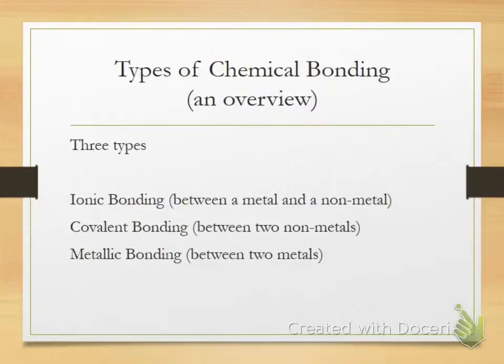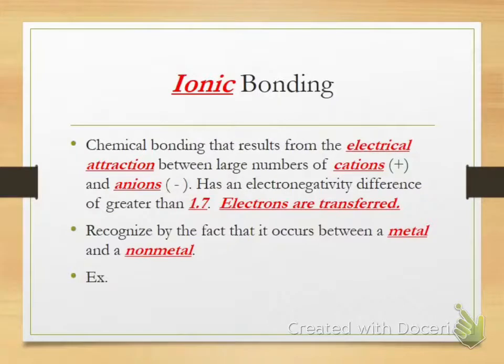Okay? So the first one is ionic, and it is the chemical bond that's from the electrical attraction between the cations and the anions. Okay? It has an electronegativity difference of greater than 1.7. Greater than 1.7. And in this case, the electrons are outright transferred. Okay, and they're not sharing them. They're outright giving and taking. We recognize the fact that it occurs most of the time between a metal and a nonmetal. Okay, between a metal and a nonmetal.